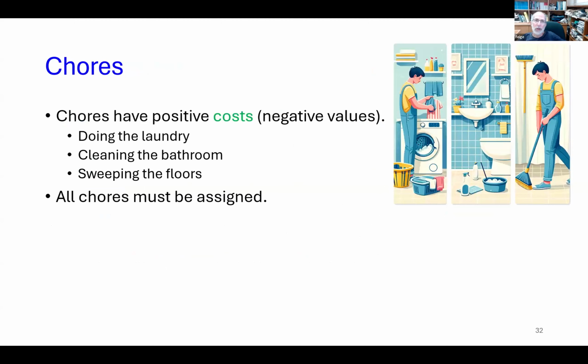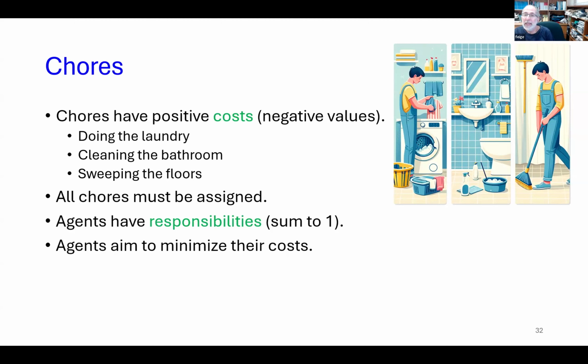So now we'll move to chores. Chores, unlike goods, are items of negative value, or another way of thinking of them, items of positive cost, things like doing the laundry, cleaning the bathroom, and so on. In these settings, all chores must be assigned. And agents have, instead of entitlements, what we can call responsibilities, to what extent they are responsible for doing these chores. It's not that they are entitled to do this chore, they have to do it.